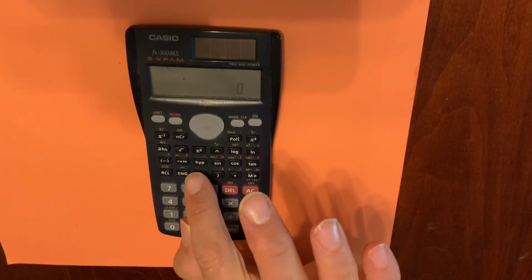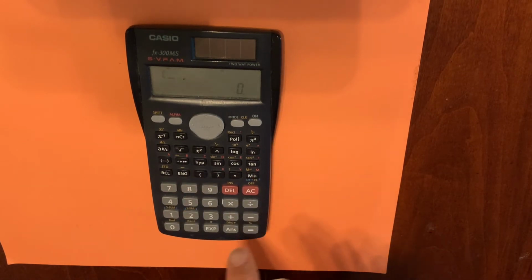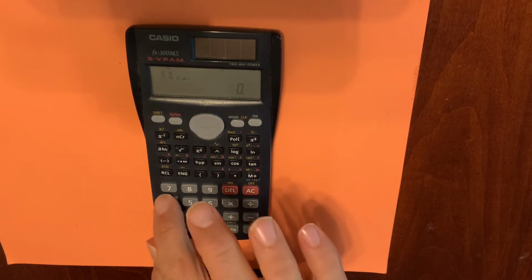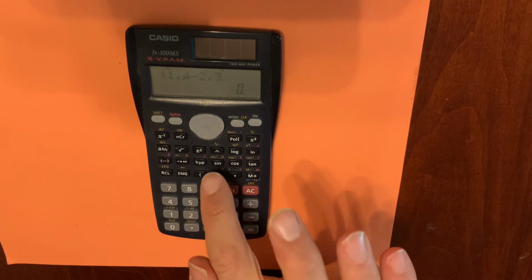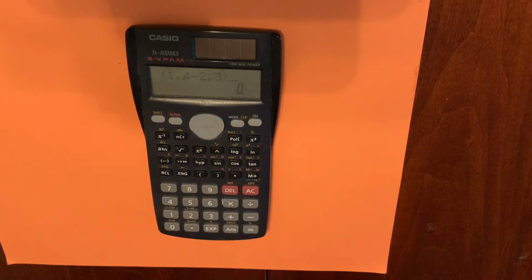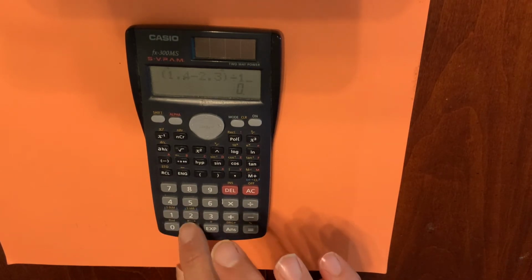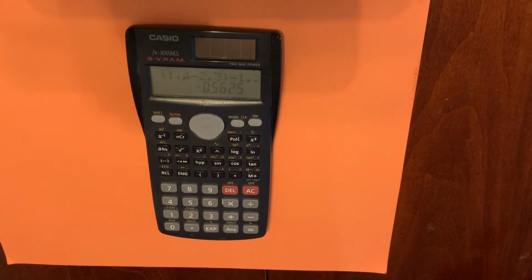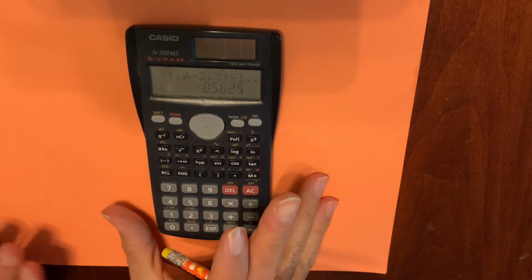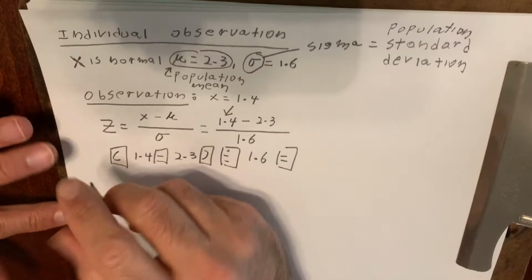We take the parenthesis button, and then we take 1.4, and we subtract 2.3. We hit the close parenthesis button, then we hit the divided by button, then 1.6, and then the equals button. And what we get is a z-score of negative 0.5625.